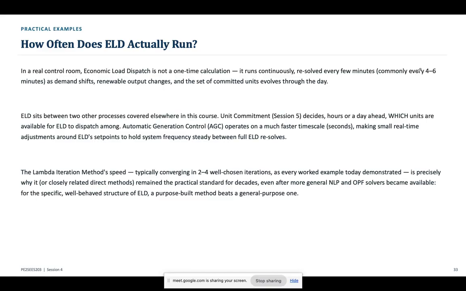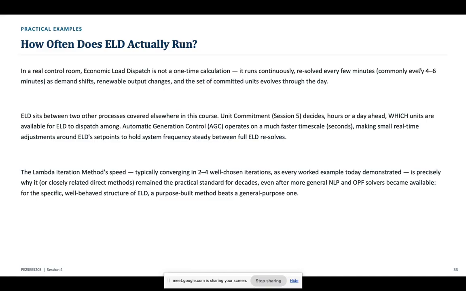The reason a specialized dispatch method is attractive is its speed. Classic lambda iteration exploits the structure of the quadratic cost and can reach the solution with very few well-chosen numerical steps. In the simple textbook case, the practical advantage is not that modern optimization is unnecessary, but that a specialized method can be extremely efficient for a narrow problem it is designed to solve. At the same time, we should not overgeneralize the textbook iteration count.